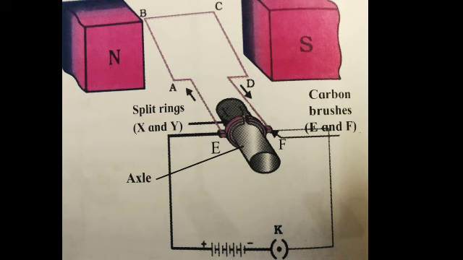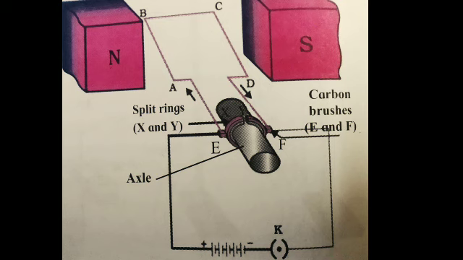The two halves of the ring have insulating coating on their inner surfaces and are tightly fitted on the axle. The two halves of the split ring X and Y have their outer conducting surfaces in contact with the two stationary carbon brushes, that is E and F respectively. When the circuit is completed as shown in the figure, the current flows in the branch AB of the loop from A to B through the carbon brushes E and F.